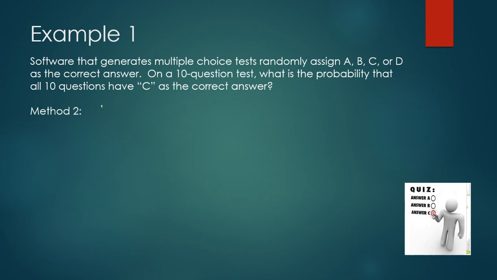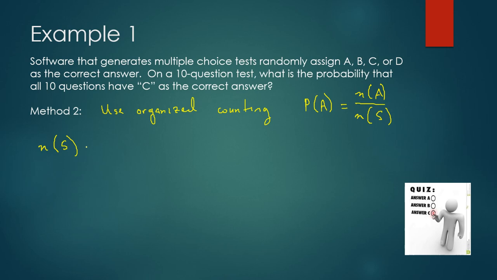In method 2, we're going to look at the same problem a different way, and we're going to use organized counting. So remember that the theoretical probability of some event A happening is the number of ways A can happen divided by the number of elements in the sample space. So if we can use organized counting to find those two things, we can get the probability. In this problem, for the number of elements in the sample space, there are 10 questions, and there are 4 different ways that the answer can be chosen for each.